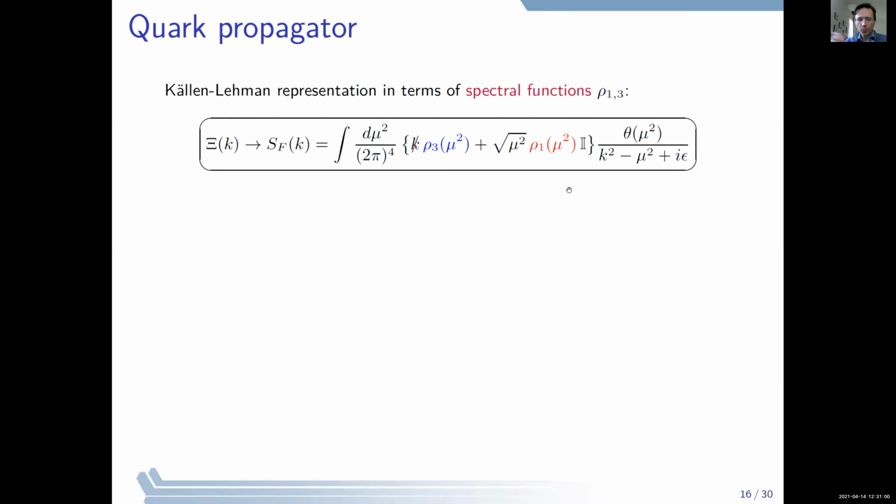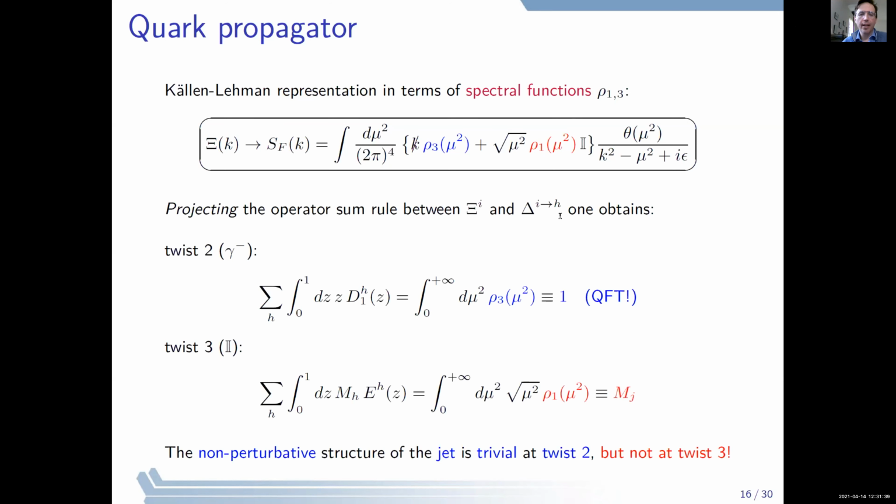Now, how we proceed is by looking at the quark propagator, which can be decomposed in terms of spectral functions. We have two because this is a pair. We have the chiral even rho 3 spectral function, and we have a chiral odd rho 1 spectral function that describes the masses of the generated hadrons. If you project these with gamma minus and the identity, we obtain this famous sum rule for D1 and a new sum rule for the E function.